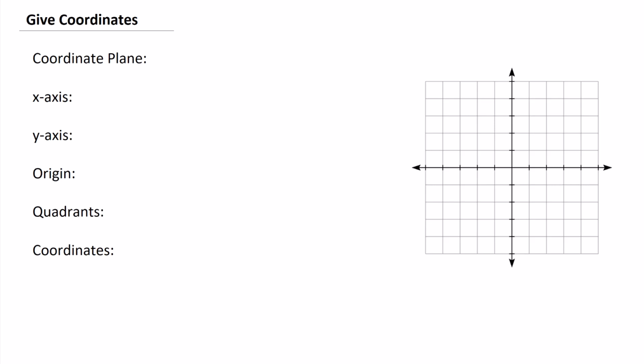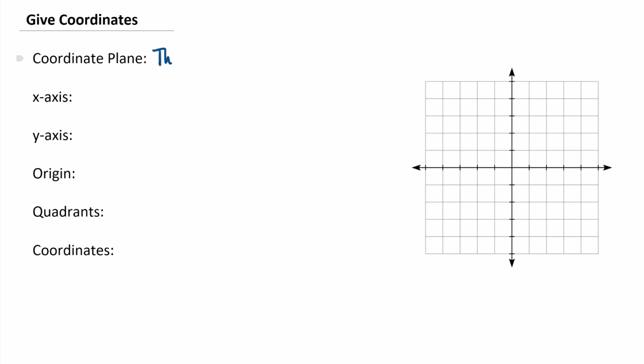In this video, we're going to talk about how to give coordinates or make coordinates have meaning. So we're going to start with some vocabulary. A coordinate plane has 4 quadrants. So we'll start with that. So go ahead and copy this down.